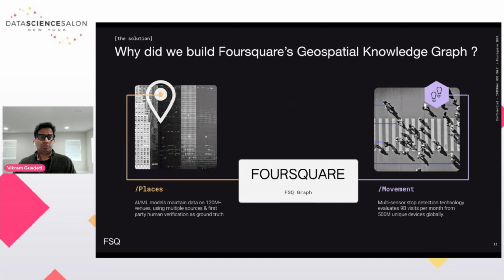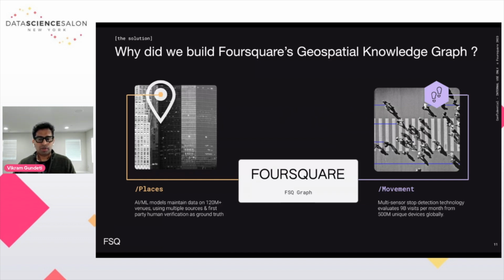Any geospatial analysis starts with an understanding of the places in the real world and how people are moving in the real world. And when we started with the knowledge graph, we spent a significant amount of time investing in making these foundational assets differentiated.